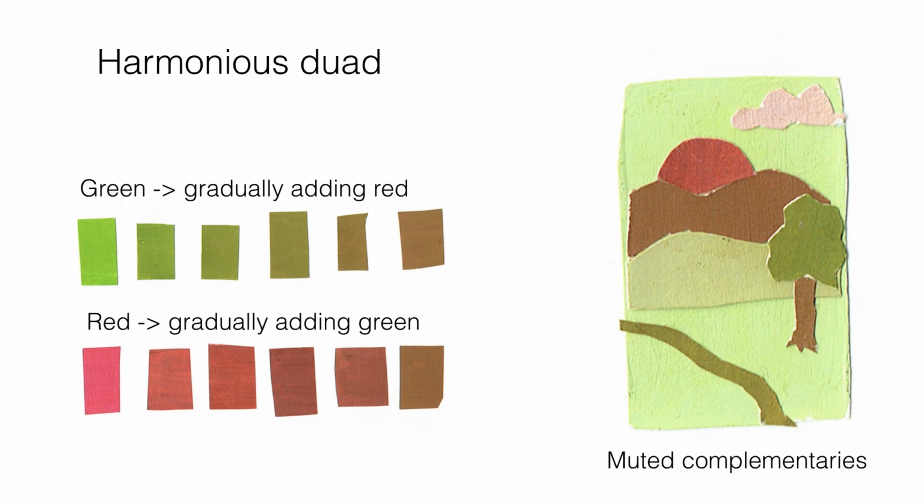This is called making a harmonious duad. So getting your green and gradually adding red, getting your red, gradually adding green, and it means that you've got these fantastic contrasts in color, but you're harmonizing them through using those muted tones in between.